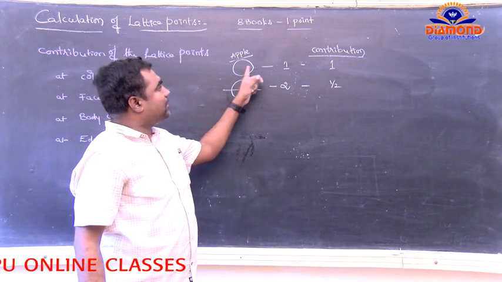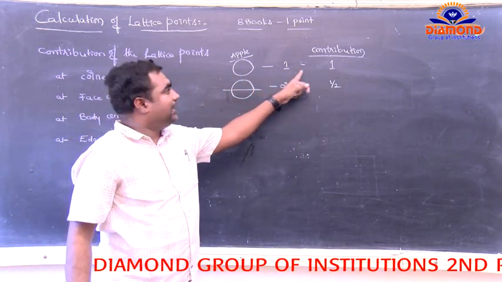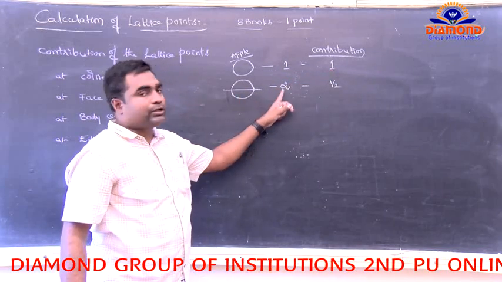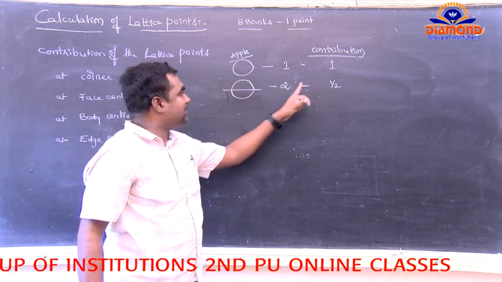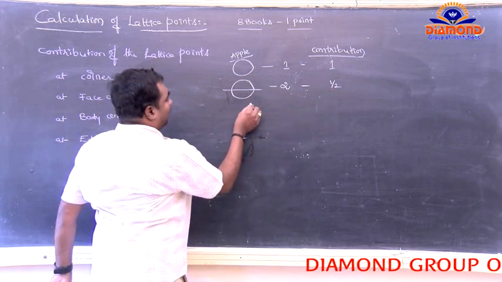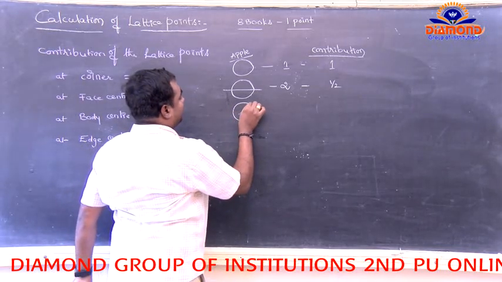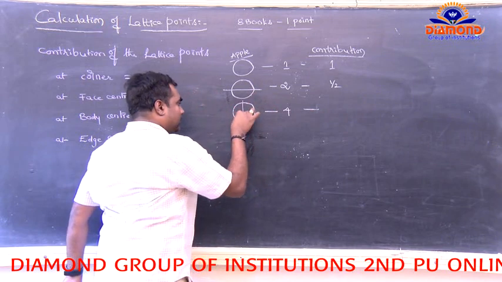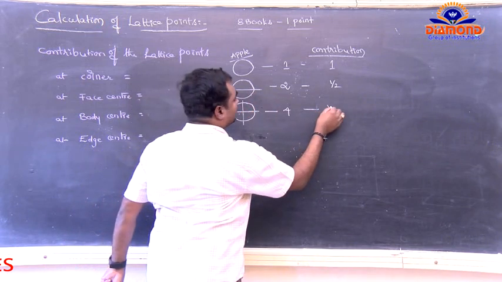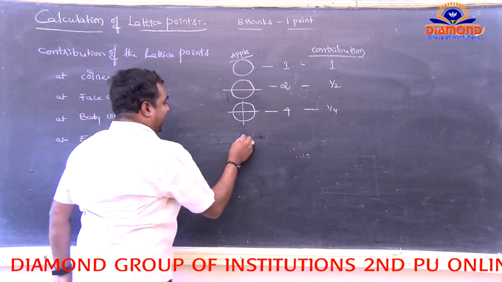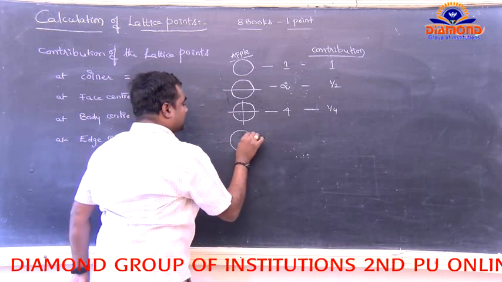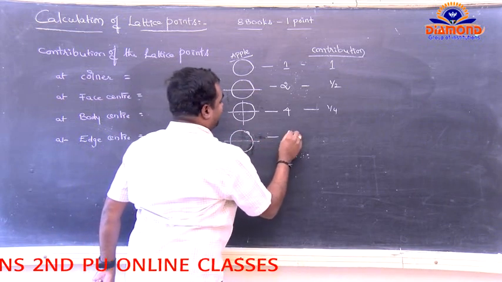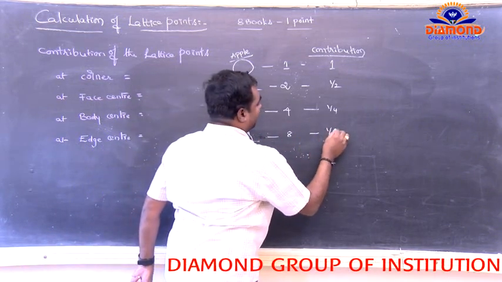If one apple is contributed to one person, the contribution belongs to only one. One apple contributed to two persons, we get half as the contribution. Suppose one apple is contributed to 4 members. What is the contribution? So we get a total of 1/4. Suppose 8 members. So one apple is contributed to 8 members, we get the 1/8 portion.